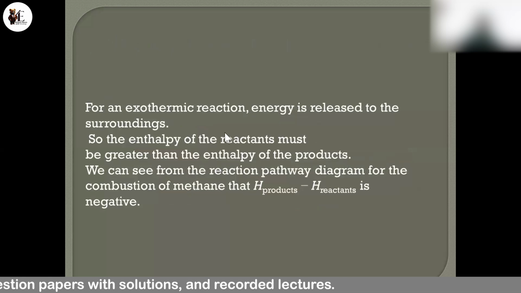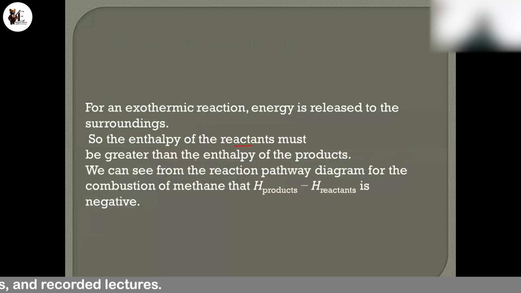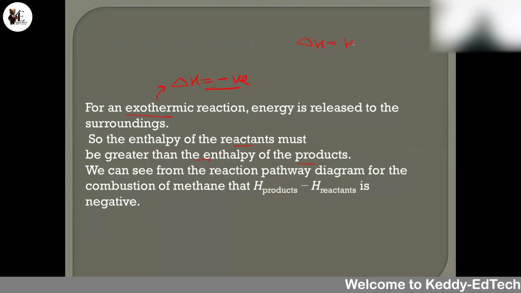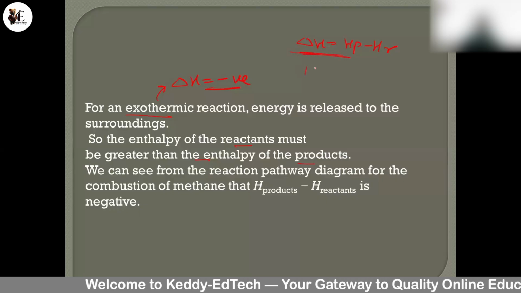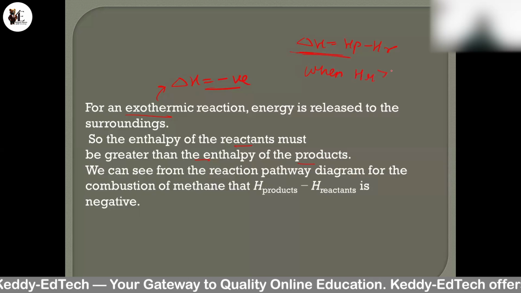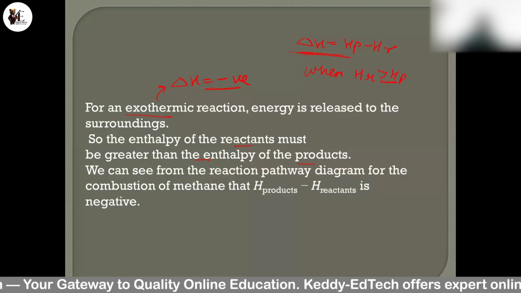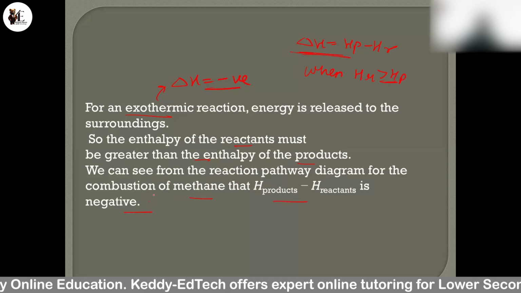So for an exothermic reaction, energy is released to the surrounding. So enthalpy of reactants must be greater than enthalpy of products. We know that for an exothermic reaction, delta H should be negative, right? And the formula to calculate delta H is enthalpy of product minus enthalpy of reactant. So this equation means delta H comes negative only when enthalpy of reactants is greater than enthalpy of products. Okay, so we can see from the reaction pathway diagram that enthalpy of products minus reactants is negative.